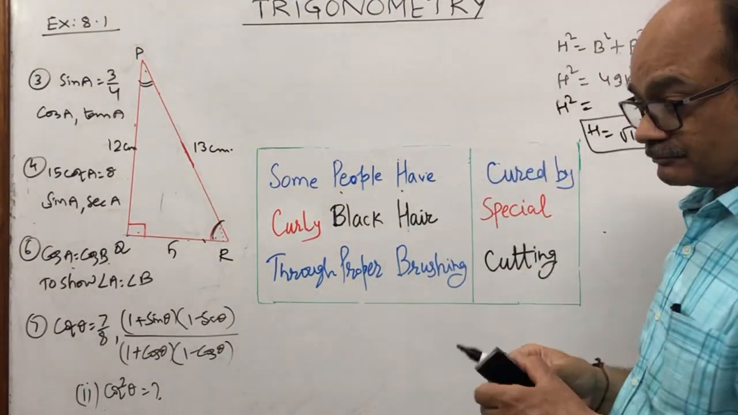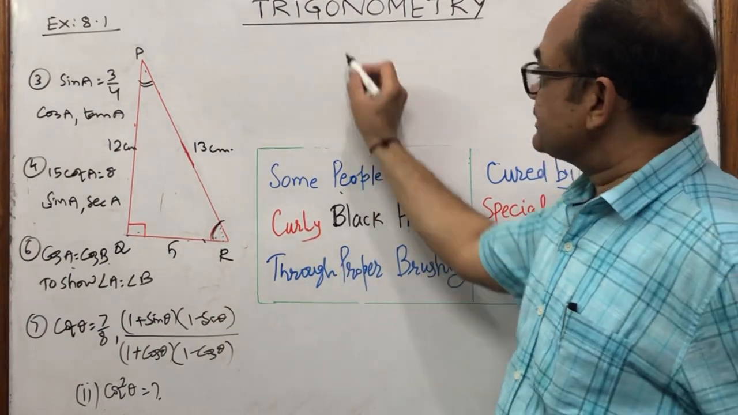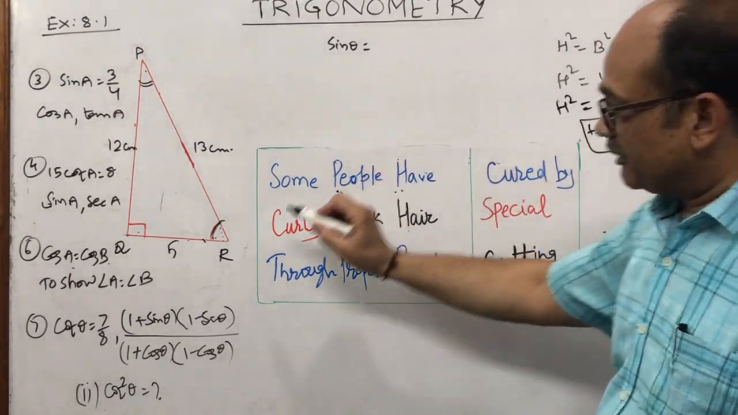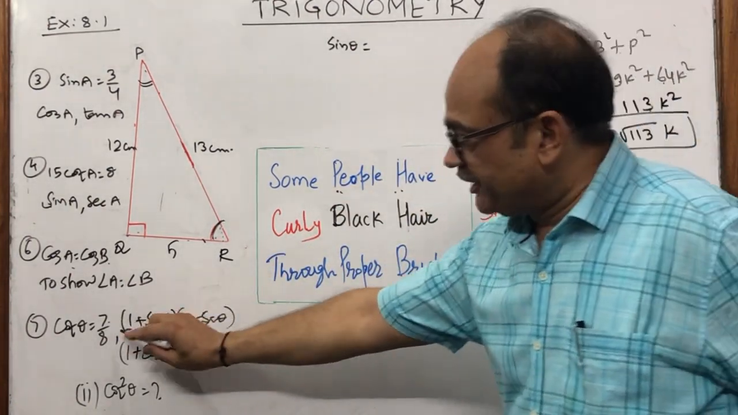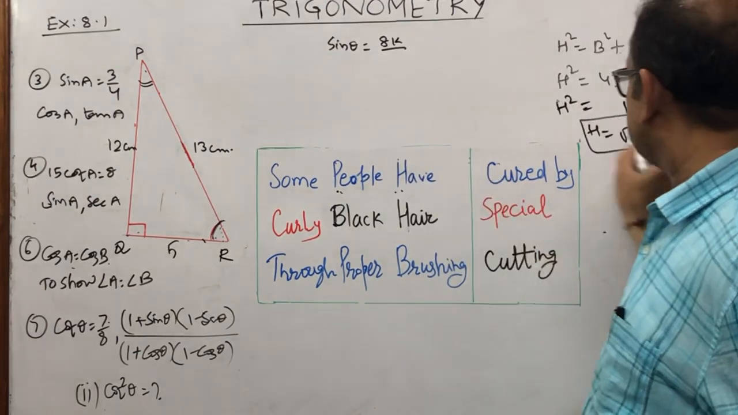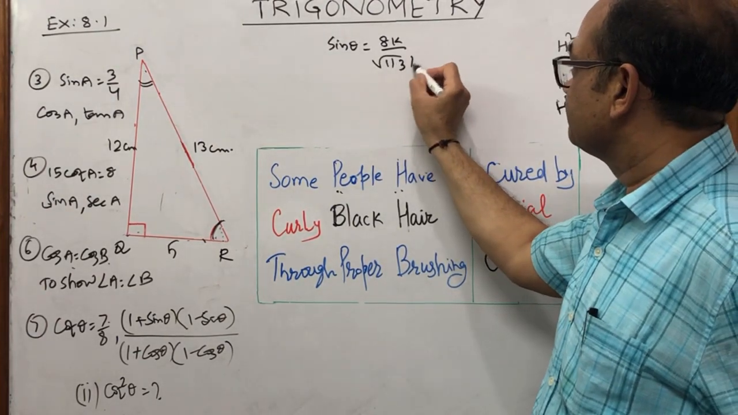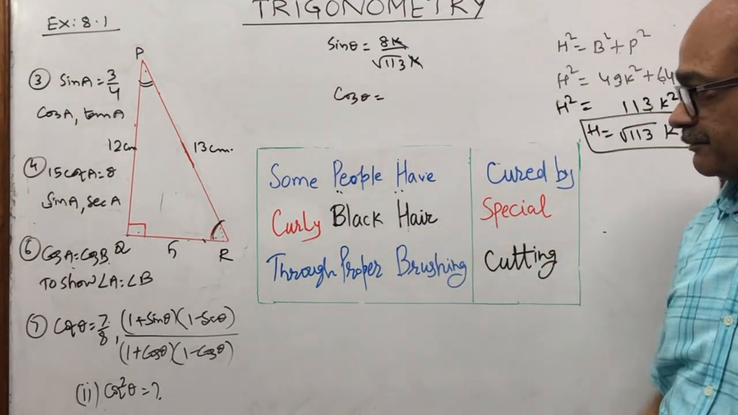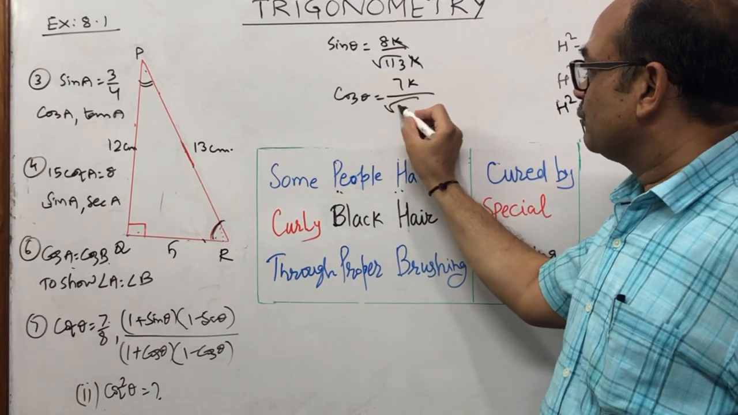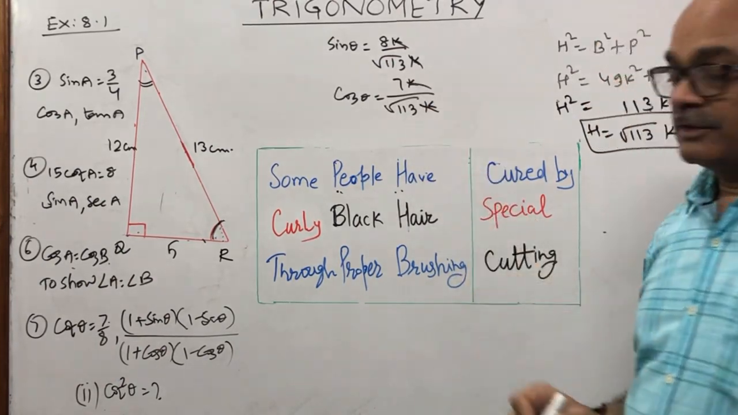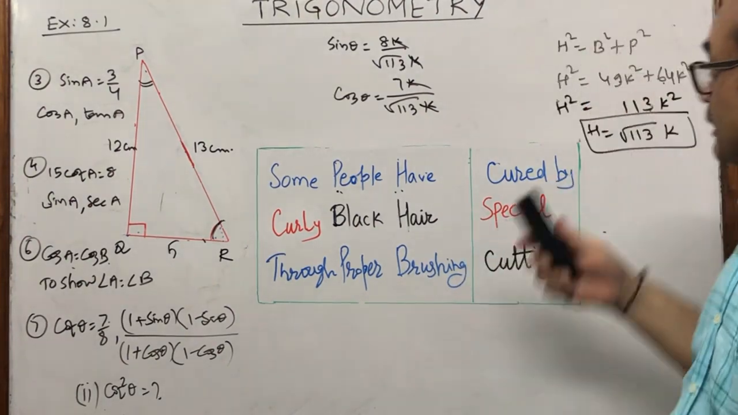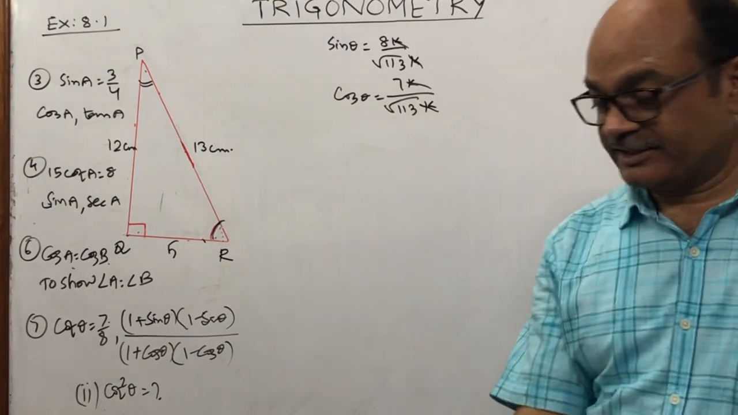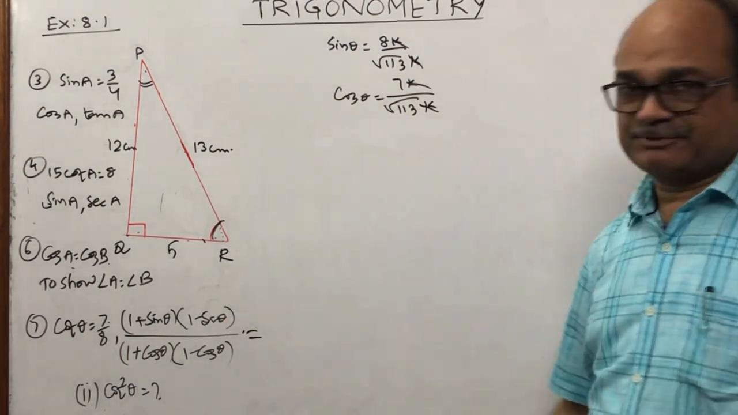So here we can write, first we want sin theta. Sin theta means P by H. So what is P? It is given. P is 8K. And H we have calculated, root 113K. Correct? Similarly, we want cos theta. Cos theta is B. B means 7K divided by root 113K. Now we have cos theta and sin theta. Our aim is to calculate this expression.